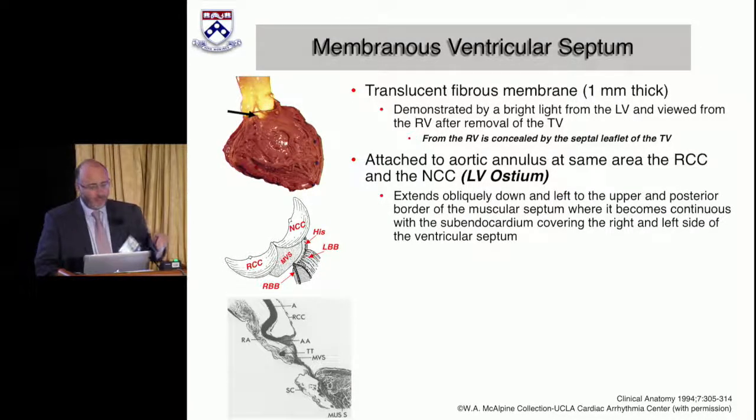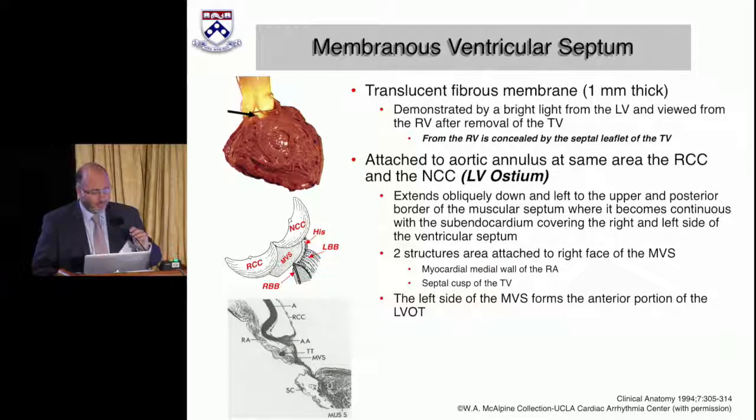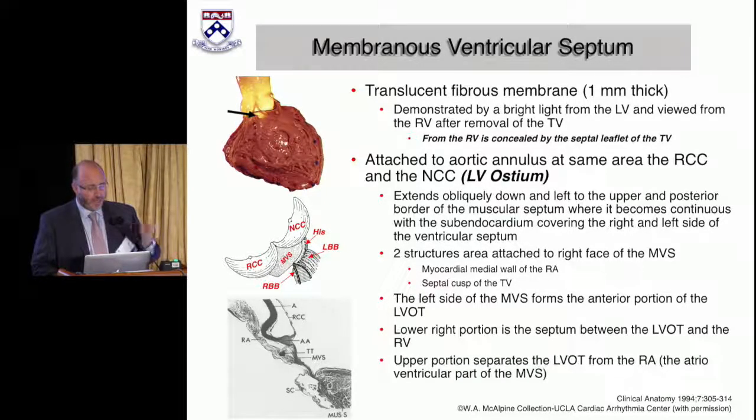It extends obliquely down to the left side, and this picture is very nice because this is the membranous septum, this is the septal leaflet, this is a muscular ventricular septum, and you can see that it extends down to the left side, it extends down to the right side, and it's the attachment point for the tricuspid valve, and it has a space that essentially communicates right atrium with left ventricle. This is important also to understand. The septal leaflet is there. The left side is the part of the LVOT, and the right side is the bottom of the tricuspid valve.